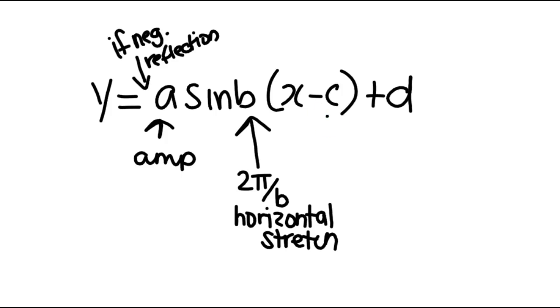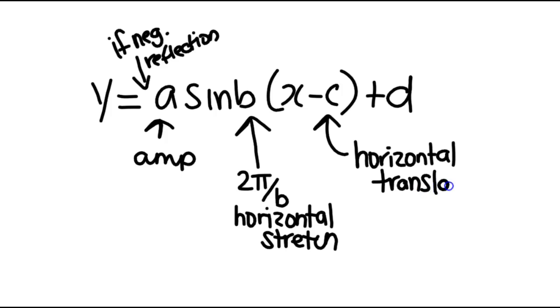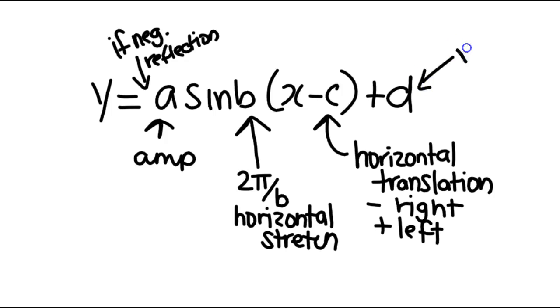Okay, and in here, anything in the brackets affecting your x's, so this is our horizontal translation left or right. Okay, and it still works the same. If it's negative, it's going right. If it's positive, it's going left. And then the last part is our vertical translation, up or down.